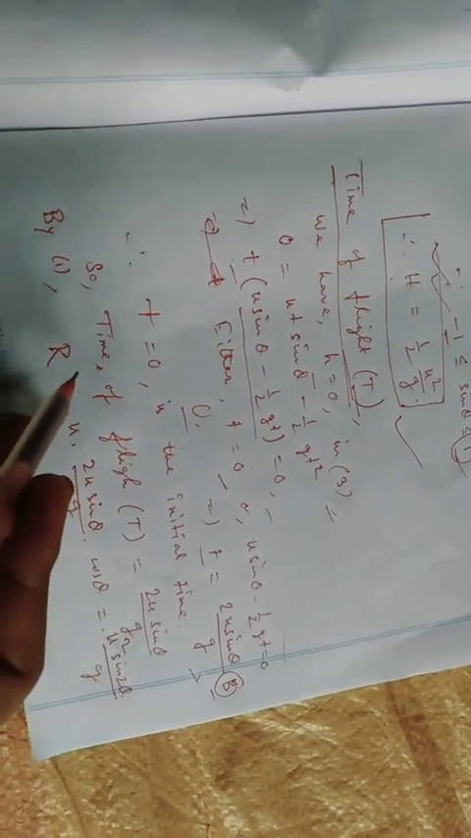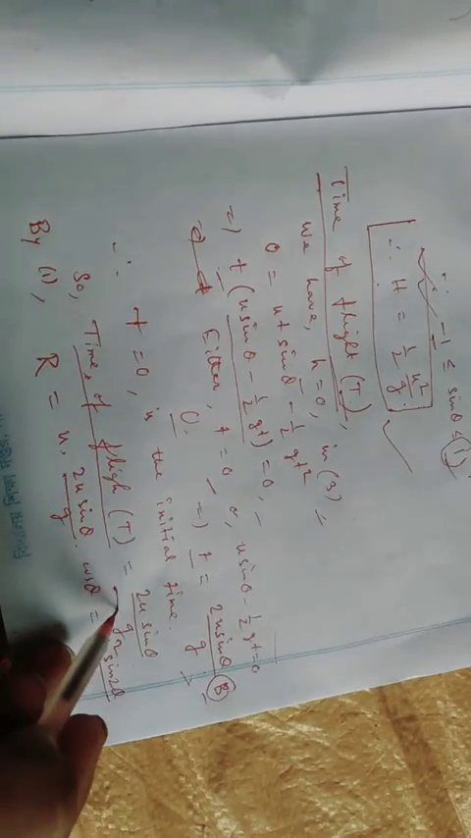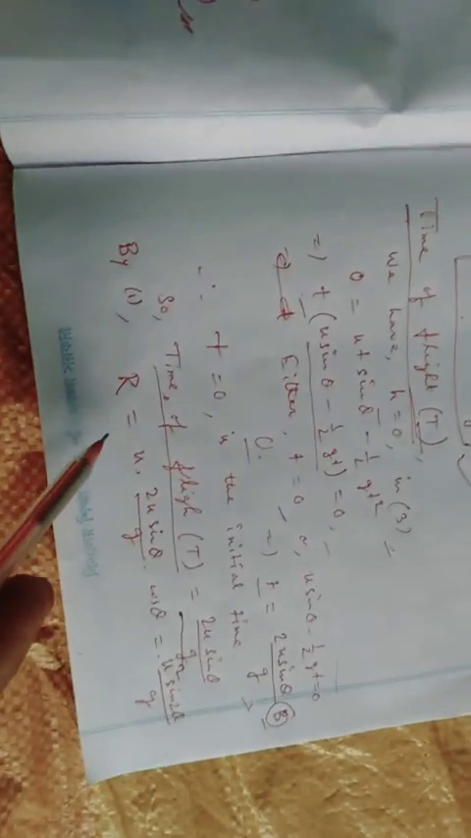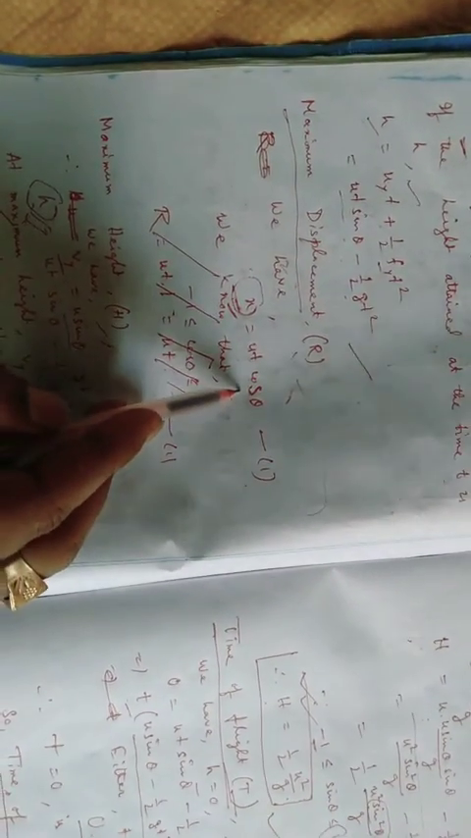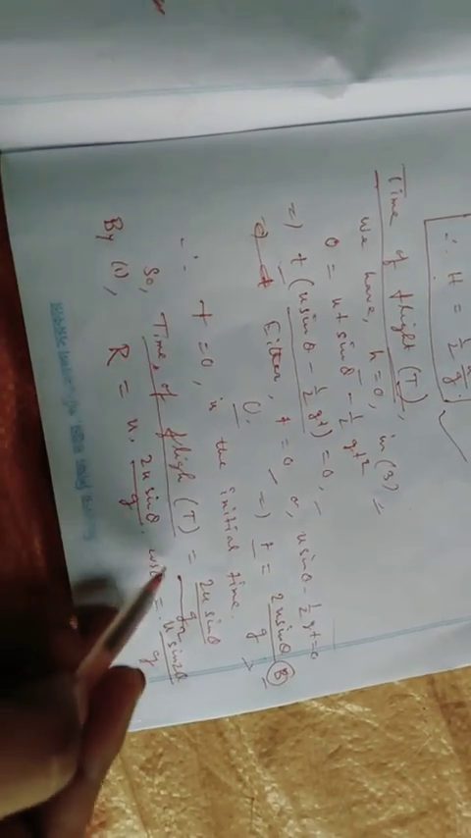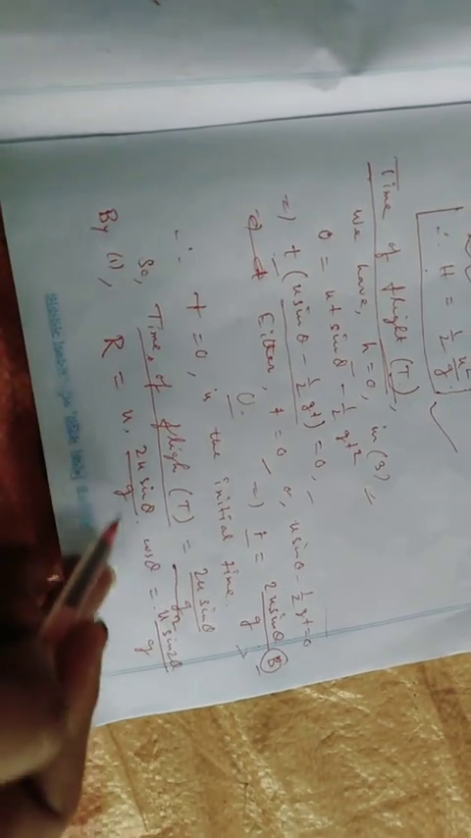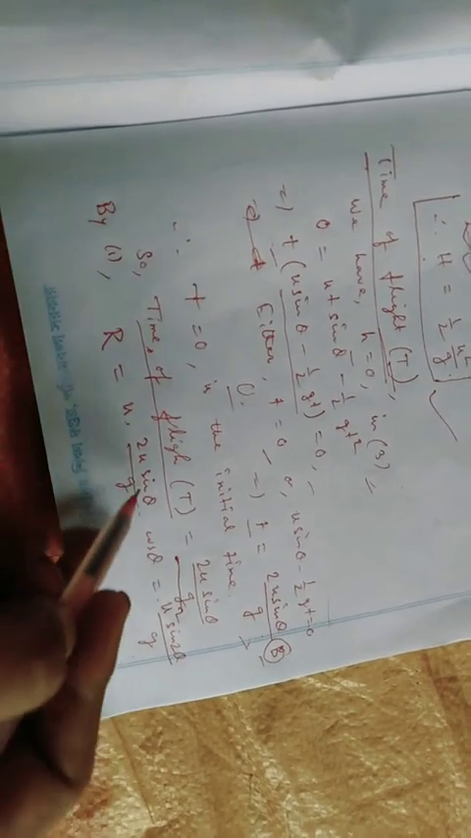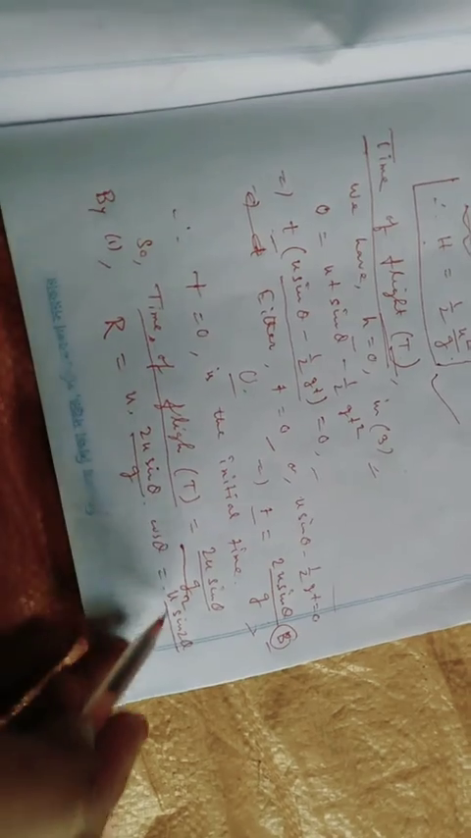So the time of the flight is equal to 2u sin theta by g. From this, by equation 1, if this is the horizontal displacement, the maximum I have taken as R, so we put R here. R is equal to ut cos theta. So we put here the maximum time of flight, 2u sin theta by g, and cos theta, and this will be u square sin 2 theta by g. This is the formula of sin 2 theta, 2 sin theta cos theta.